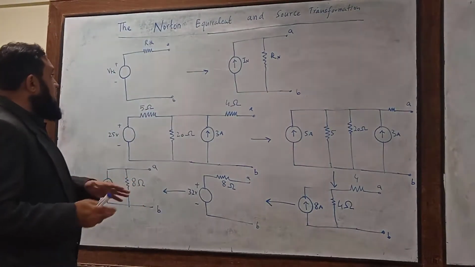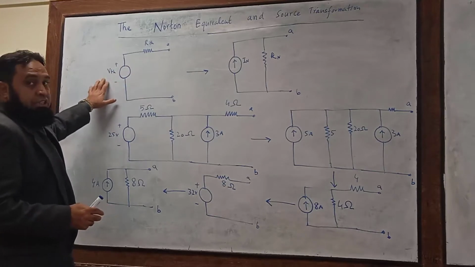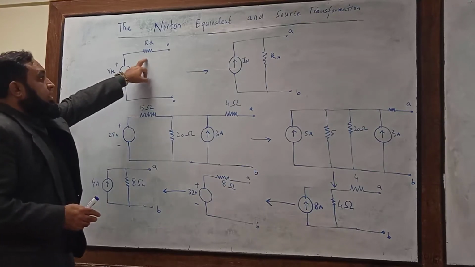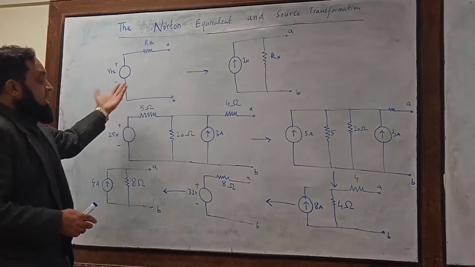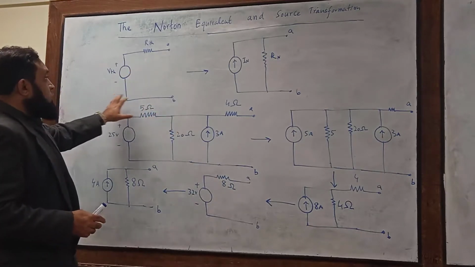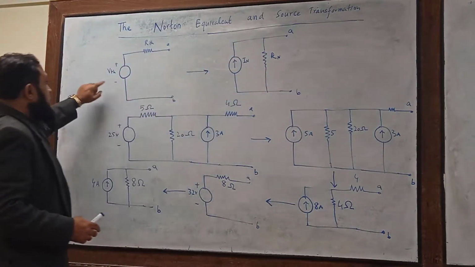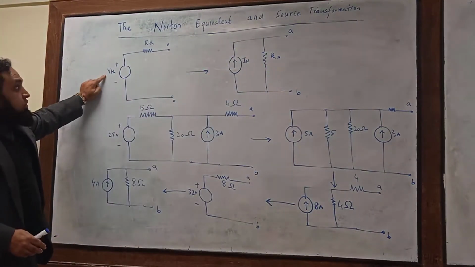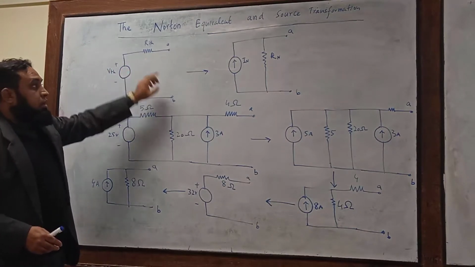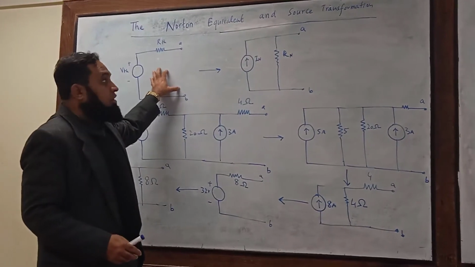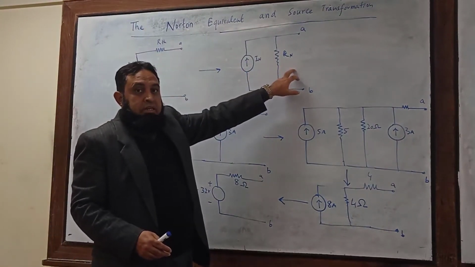For example, if we have some circuit and we got this Thevenin equivalent, that VTH is the Thevenin voltage and RTH is the Thevenin resistance. So this can be transformed into a current source in parallel with resistance. You see here, this is a voltage source in series with the resistance. This can be easily transformed into a current source in parallel with the resistance.